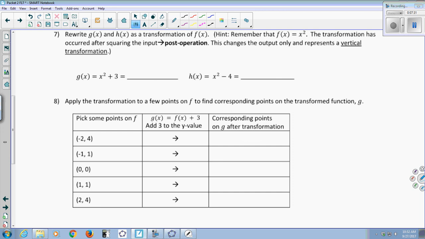Rewrite g and h as transformations of f. Okay, so I know that the formula for g is x squared plus 3, but x squared is the formula for f. So I could replace x squared with an f of x, because f of x equals x squared. So I'm just going to make a little substitution here. So this becomes f of x plus 3. And h of x can be written as f of x minus 4.